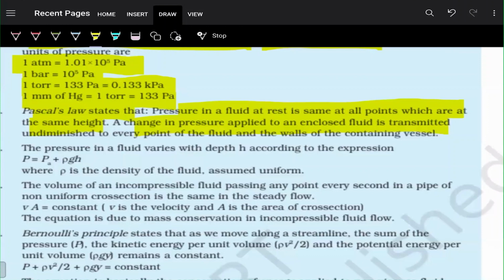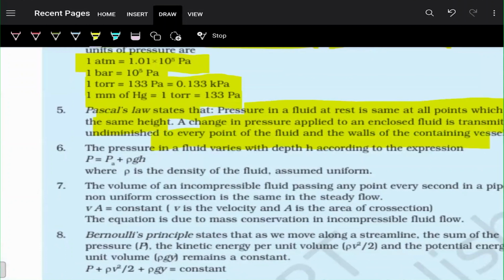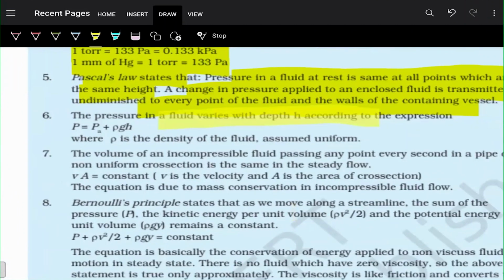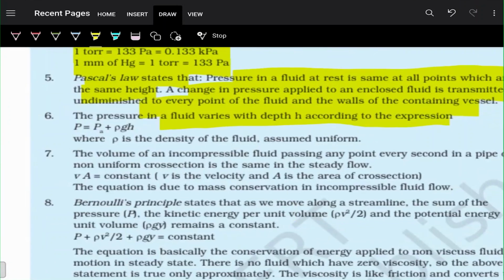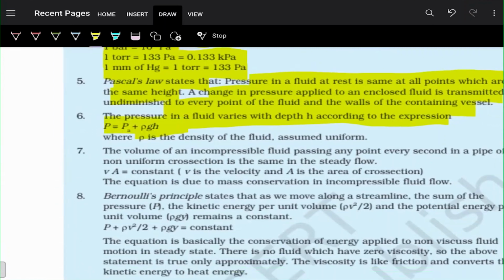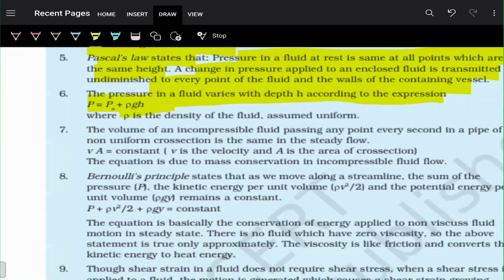Next, gauge pressure. The pressure in a fluid varies according to the expression. See, when we go downwards to depth h, the pressure increases. What is the increase in pressure? h rho g. See, h rho g, where rho is the density of the fluid. There should be uniform density of the fluid.